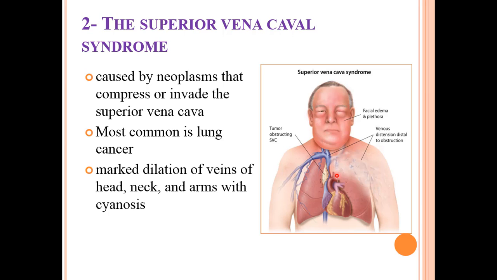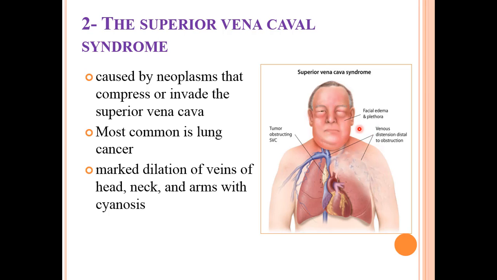So this patient who has a lung tumor that is obstructing his superior vena cava, this will lead to backflow of the venous blood towards the organs that were drained by the superior vena cava, which are the head and neck, the shoulders, upper limbs, and the upper chest.